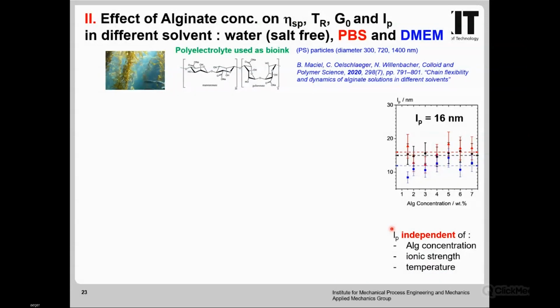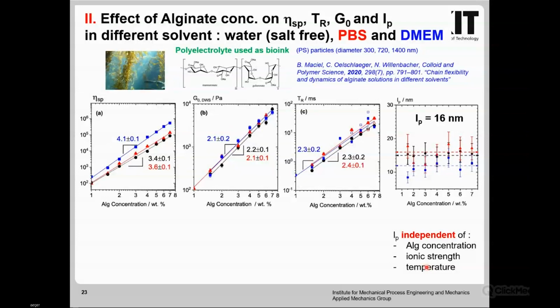In that case, we studied the effect of alginate concentration on the viscosity, relaxation time, G0, and persistence length, but in different solvents. We investigated the behavior in water, in PBS, which is a physiological solution, and DMEM, which is basically a typical cell culture medium. So we have different ionic strengths. We measure LP on the right graph, and in all cases, we find that LP is independent of alginate concentration, ionic strength, and temperature.